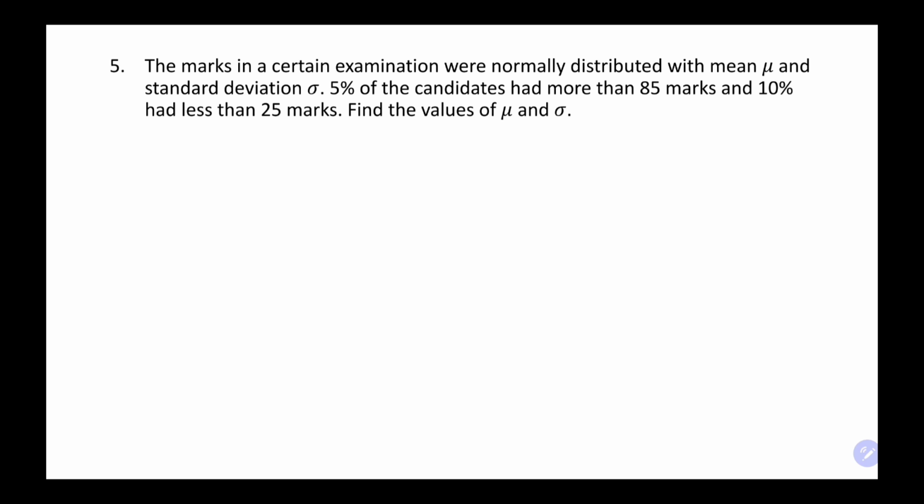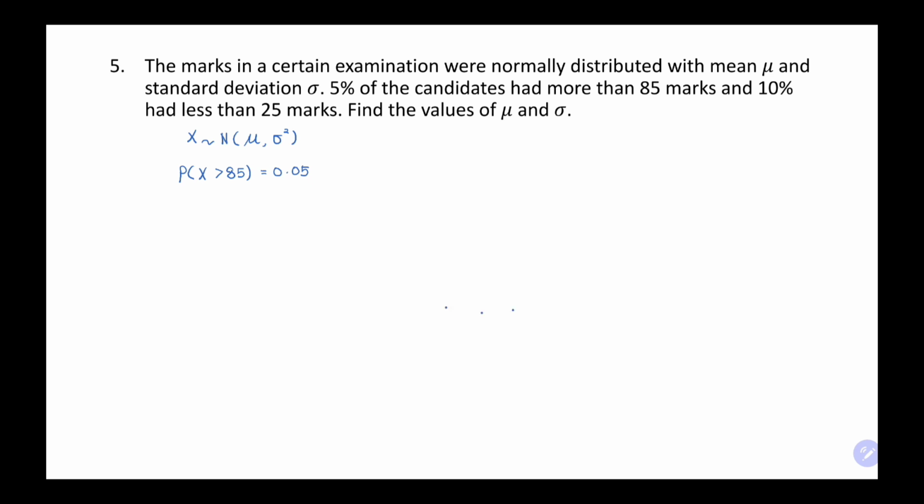Okay, in this question we don't know the value for the mean and standard deviation, and we know the question is normally distributed. X is normally distributed with mean mu and variance sigma squared. But we don't know the values, so we write them first. The question informs us that 5% of the candidates had more than 85 marks. P(X greater than 85) is 5%, 0.05. X is the marks. Marks larger than 85 are 5%, so 0.05.